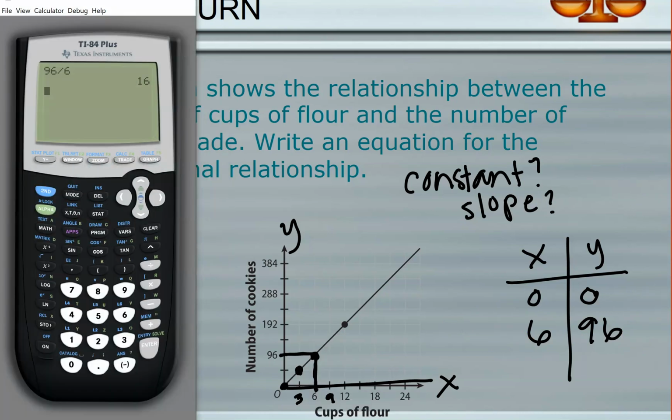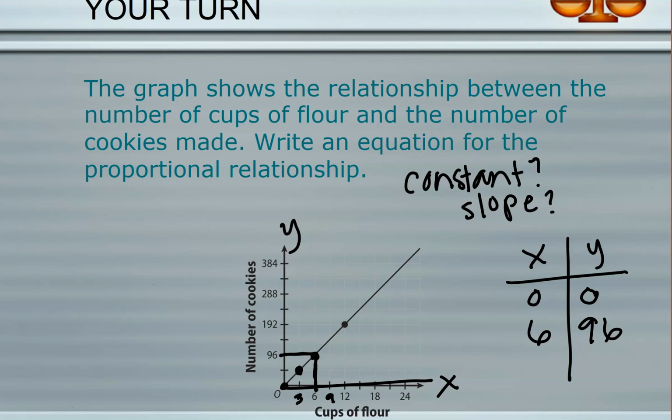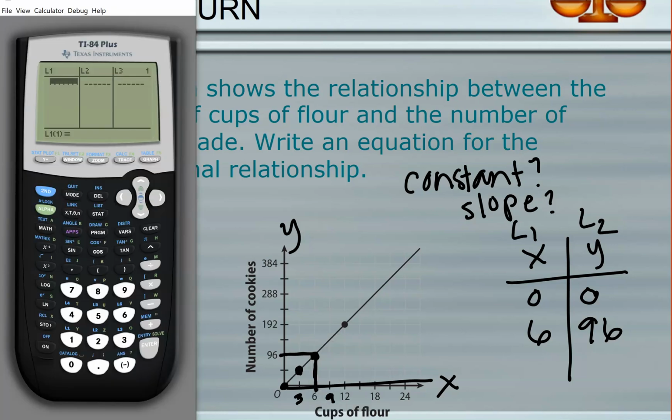All right, so now double checking on the calculator. We're going to go to Stat. On Edit, you're going to press Enter. If you have something on there, you can definitely press the Delete button. Again, L1 is your X and L2 is your Y. Again, remember the alphabet. X always goes first. So L1 here, I have 0. I have 6. And for my Y's, 0 goes with 0. And 96 goes with 6.